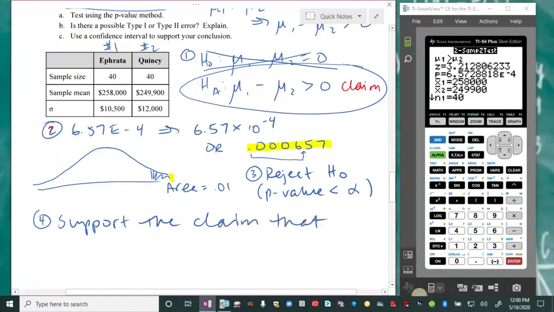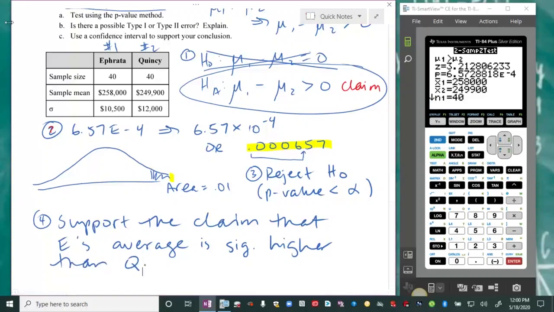that Ephrata's average is significantly higher, I'm just abbreviating here, than Quincy's. Okay, so that takes care of part A.